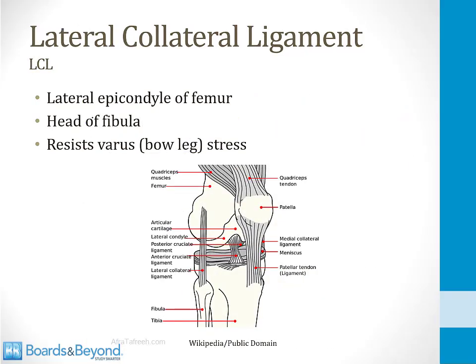The lateral collateral ligament runs from the lateral epicondyle of the femur to the head of the fibula. If you look at this drawing on the screen here, the lateral collateral ligament is shown here. It attaches to a portion of the femur called the lateral epicondyle. The other end of the ligament attaches to the fibula, so the smaller of the two lower leg bones, not the tibia like the medial collateral ligament. And the job of the lateral collateral ligament is to resist outward stress away from the midline of the body. This is called a varus stress. It's the type of stress that tends to make the legs appear bowed out or bow-legged.